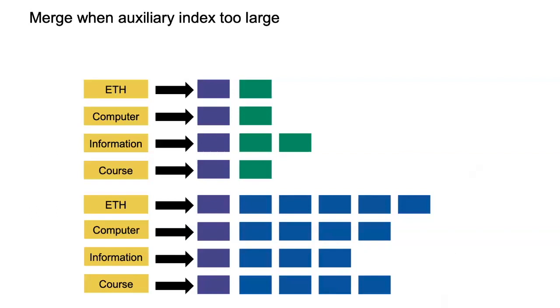What happens is that you let the auxiliary index update itself, but at some point it's going to start growing. And then at some point you merge it back into the main index.